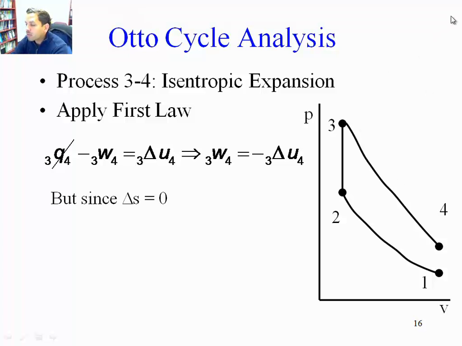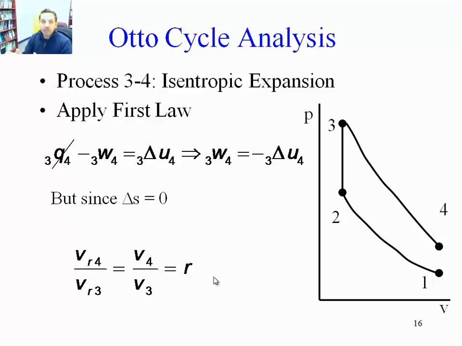Because the process from 3 to 4 is isentropic, we can relate the properties in state 3 and state 4 through vr. Because the ratio of volumes is fixed through the compression ratio, from state 3 to state 4, volume 4 divided by volume 3 is equal to the compression ratio.